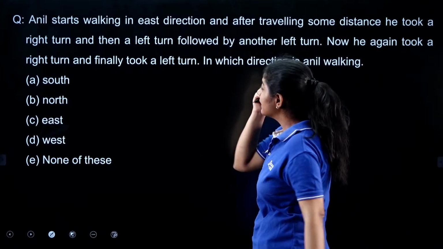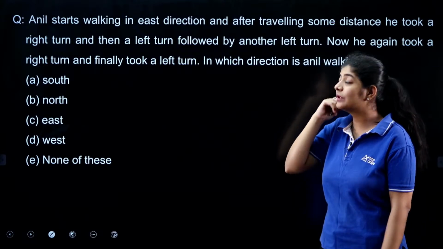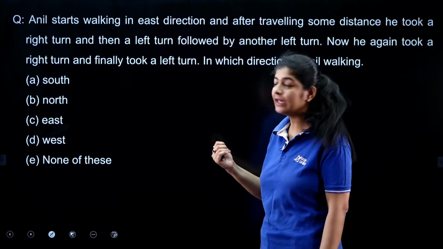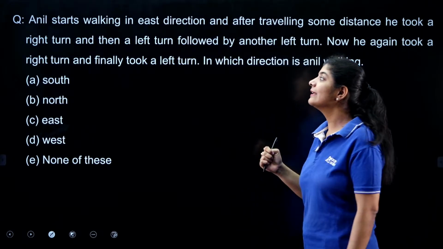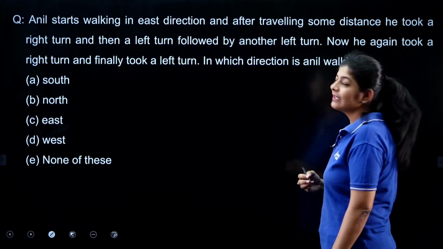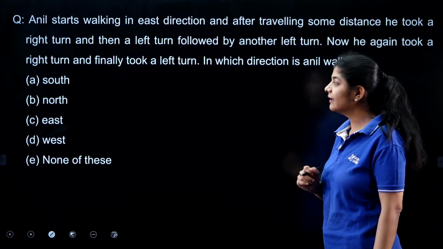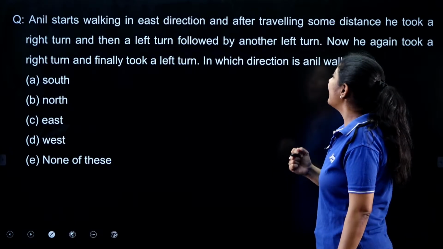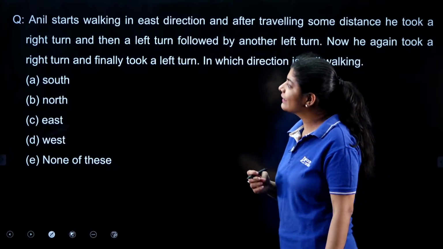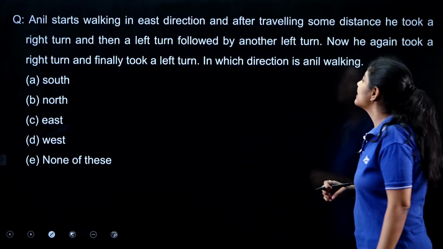Next. The next question is from the concept of direction sense, and here we only need to find out the face of the direction, right? So the question is saying that Anil starts walking in the east direction, and after travelling some distance, he took a right turn and then a left turn, followed by another left turn. Now he again took a right turn and finally took a left turn. In which direction is Anil walking?